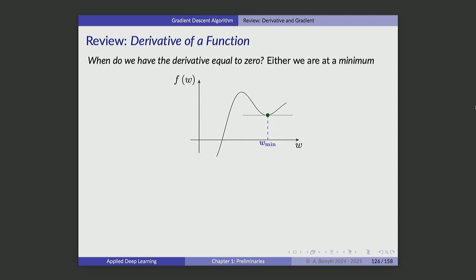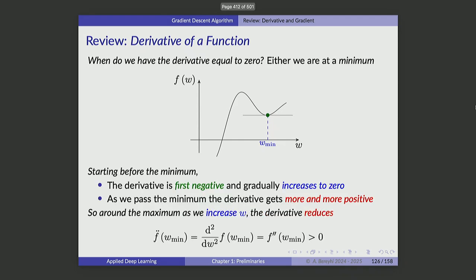I'm going to replace this W max with W min. So I have W min. And now, before this, the derivative is negative. At this point, it's going to be 0. And after that, it's going to be positive. So what is the second derivative here? It's going to be positive. So if you have your first derivative 0 and the second derivative is positive, then you're going to have a minimum.